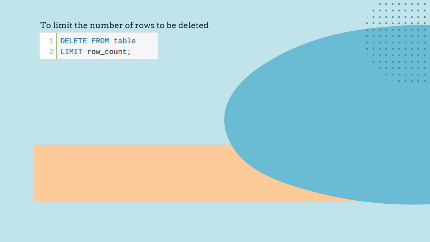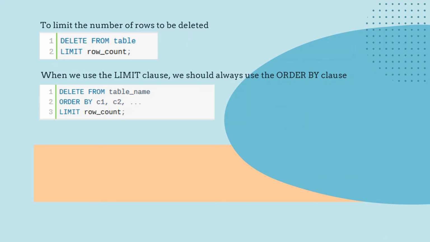And then to limit the number of rows to be deleted, we can use delete from table and then the limit clause and then the number of rows. Note that the order of rows in a table is unspecified. Therefore, when we use the limit clause, we should always use the order by clause as shown in this picture. We can use delete from table name, then order by specific columns, and then limit, and then row count, and then semicolon.